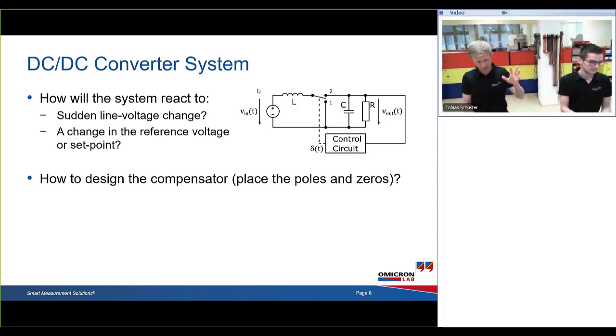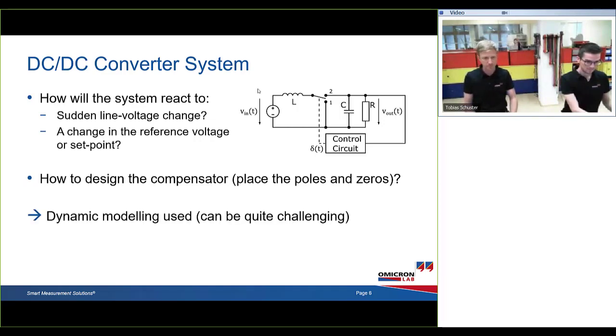We won't cover the compensator design in detail today. That's too much for this 1 or 1.5 hour webinar. But basically, normally you take the plant transfer function and then you choose a compensator to get a loop transfer function that has the crossover frequency and phase margin that you need. But we'll come to that later.